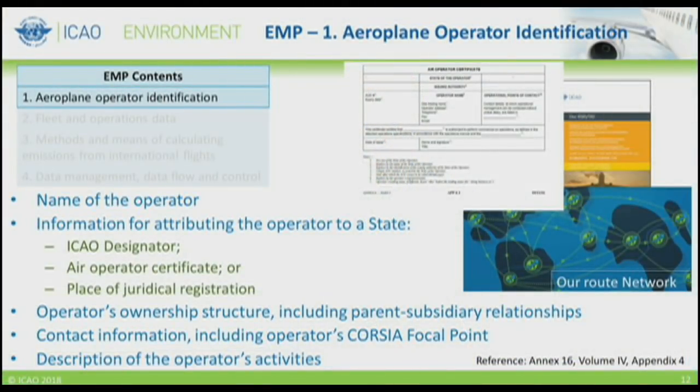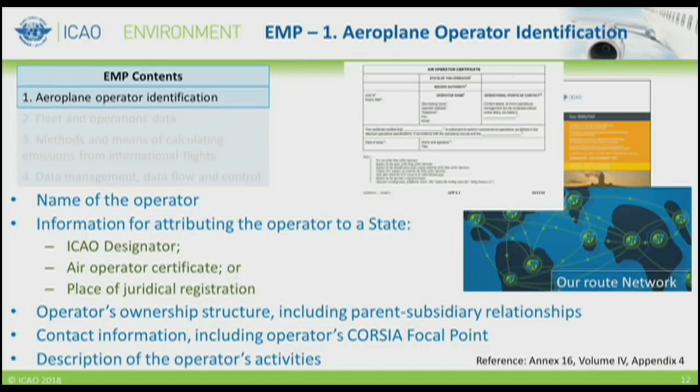So the first section of the emissions monitoring plan is airplane operator identification. This is quite crucial because the state needs to know who is the operator the state is administering under CORSIA. So obviously, this section of the monitoring plan will include information such as the name of the operator, ownership structure of the operator, contact information, who is the CORSIA focal point inside that operator that the state can always contact if the state has questions, and also a short description of the activities of the operator.